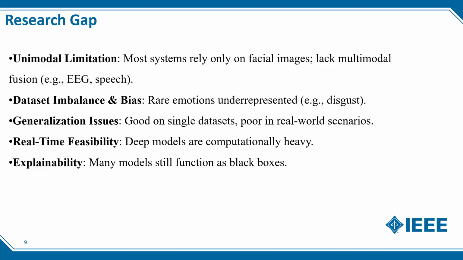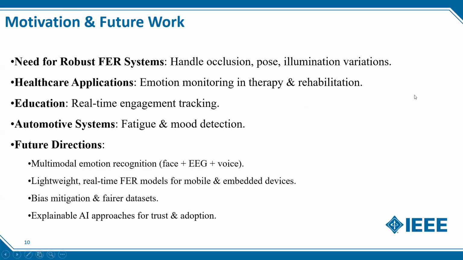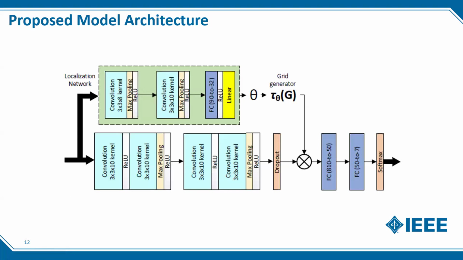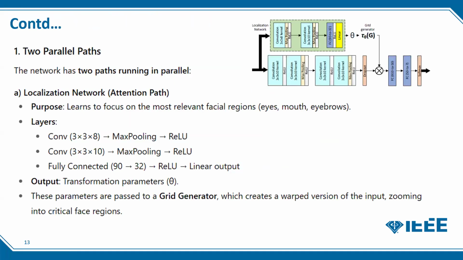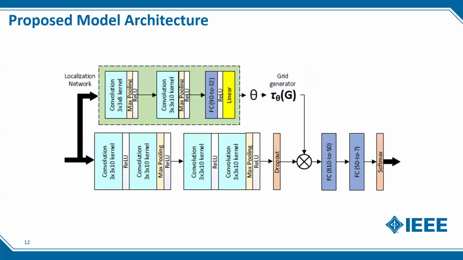And real-time feasibility I was mentioning, explainability also, because many models still function as a black box. So anyway, this is a simple model for face-based emotion recognition. This is the architecture. Again, we have incorporated one attention module and the other is the feature extraction module. Okay. So these two parallel paths are combined together in this particular work.